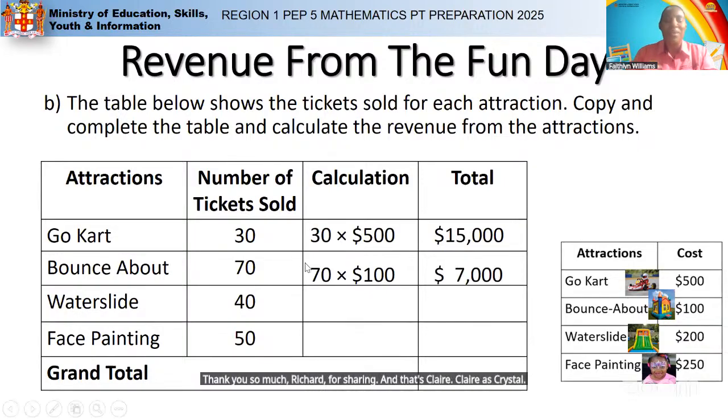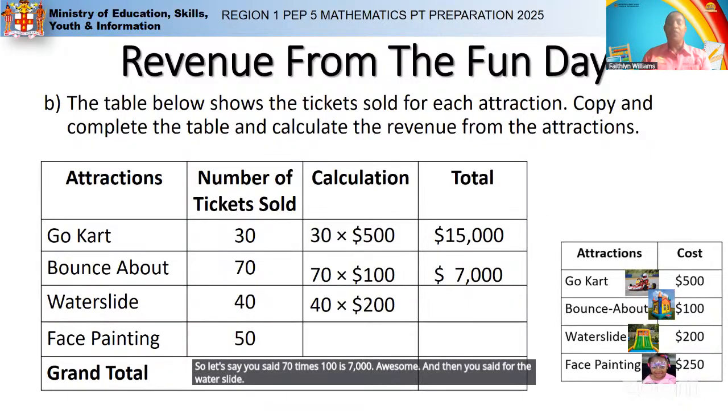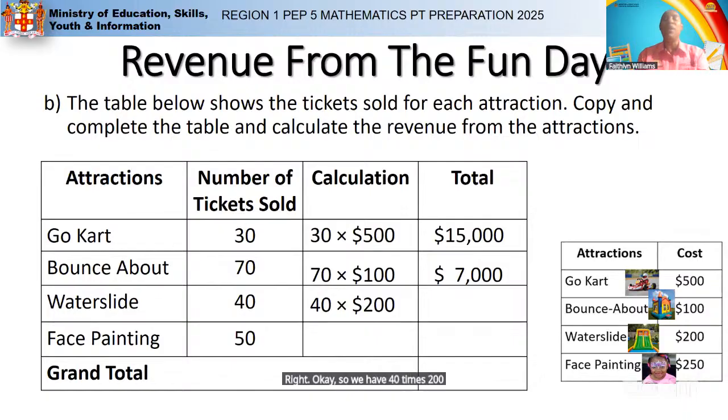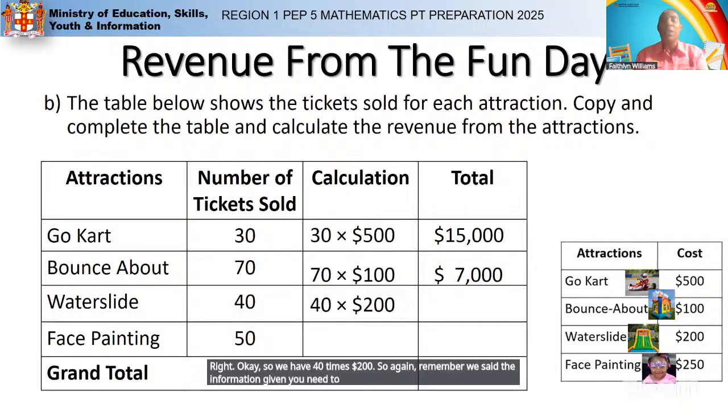So let's see. You said 70 times 100 is 7,000. Awesome. And then for the water slide, we have 40 times $200. So again, remember we said the information given, you need to pay close attention to it because at some point in time, you need to go back to it. We have put beside this table and beside this question the attractions and the cost, so it's easy for you to relate to it, but you might not have it like this in your performance task. And so you would have to go back to the table that was given previously. And you did so very well.